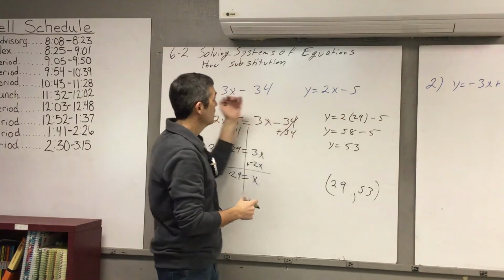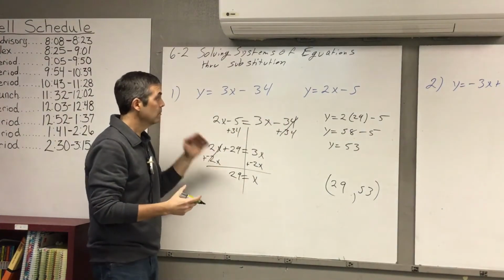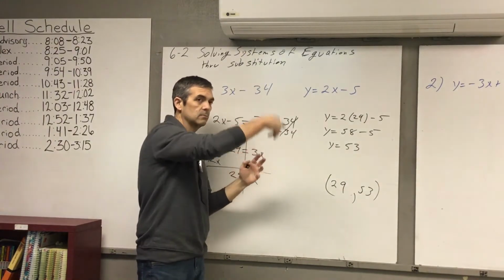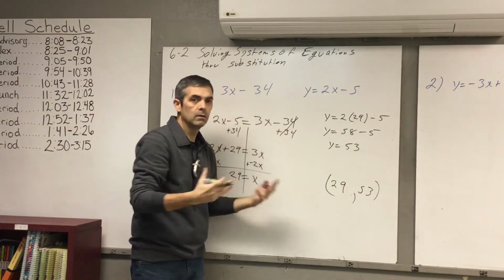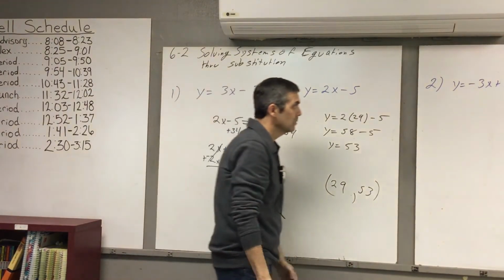Okay? So that's what we're doing. Okay? Solving systems of equations through substitution. We're taking one, substituting into the other, solving so that you can see where those two lines intersect. That's what we're doing. All right?